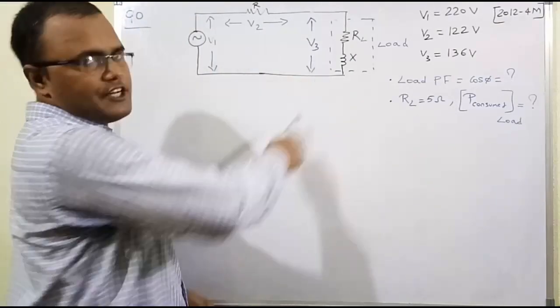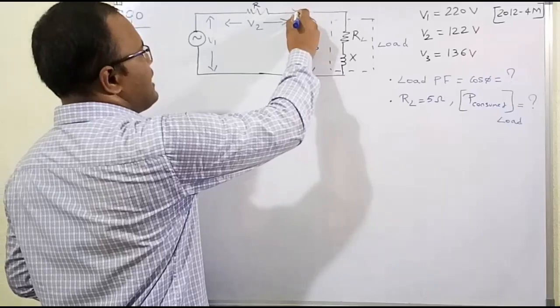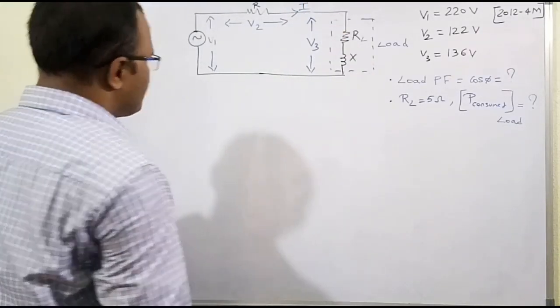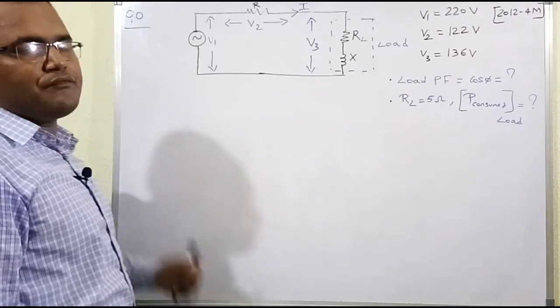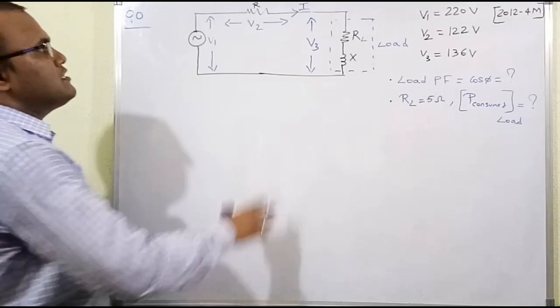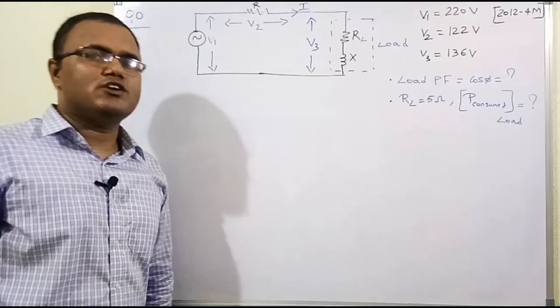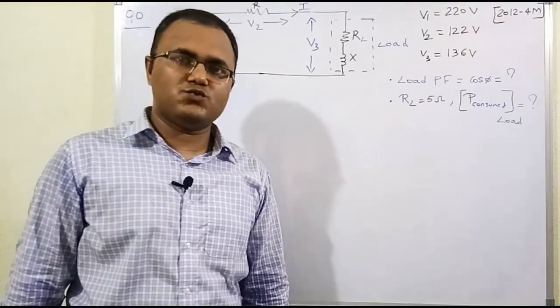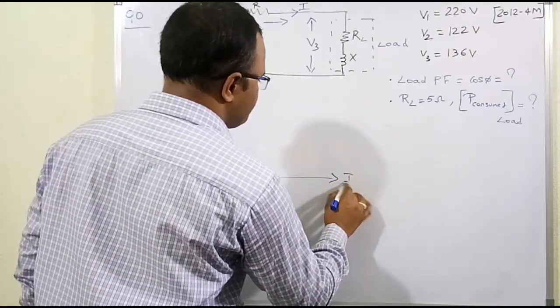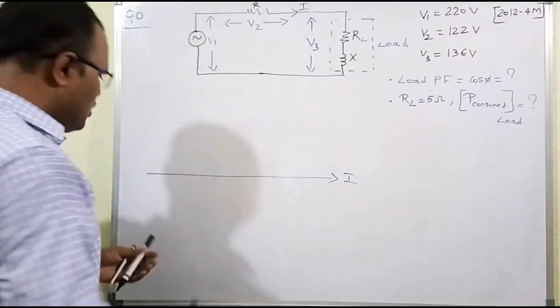See, this is a series circuit. In the series circuit, let me assume there is a current I flowing through this circuit. What I am going to do is first draw the phasor diagram, then everything will be very easy to understand. This is a series circuit, right? In a series circuit we always take the current as the reference phasor. So therefore I am going to take the current as the reference phasor.